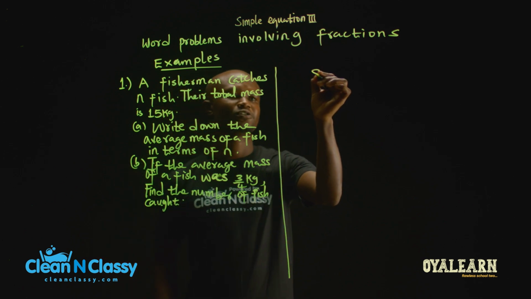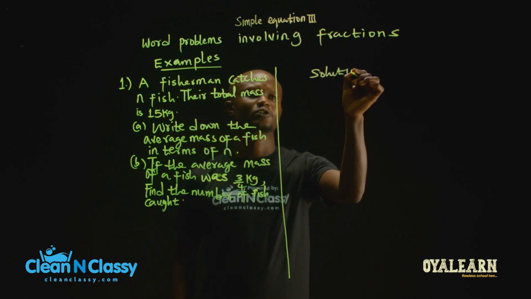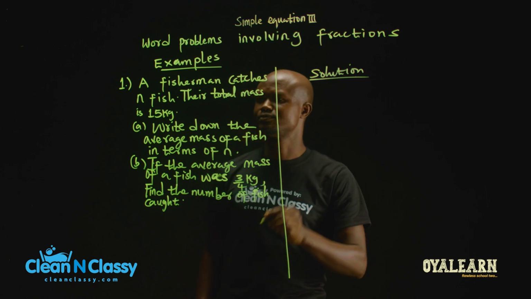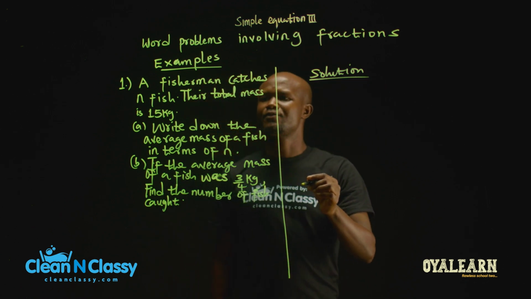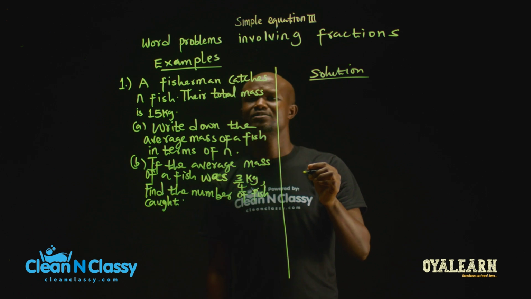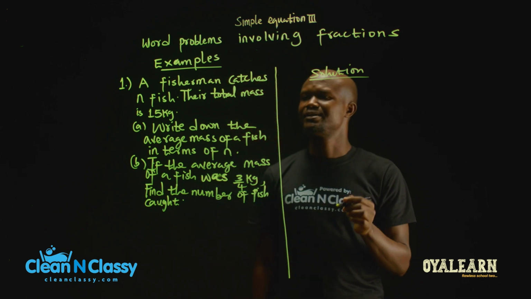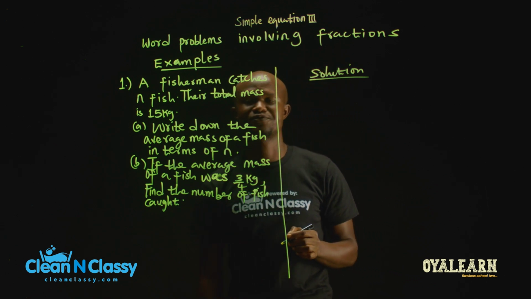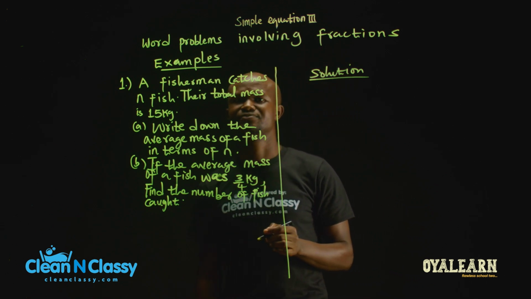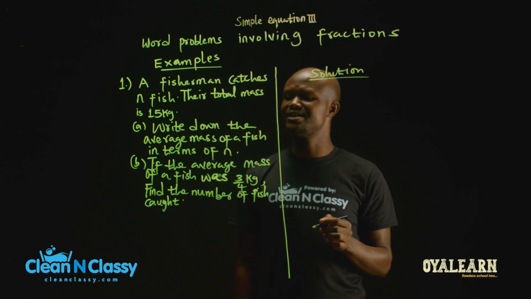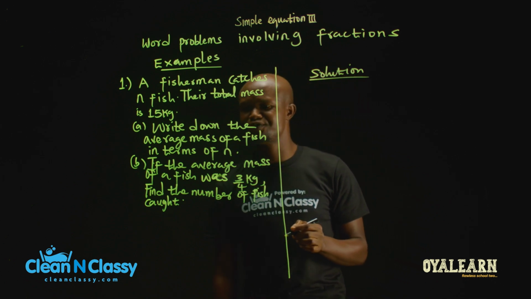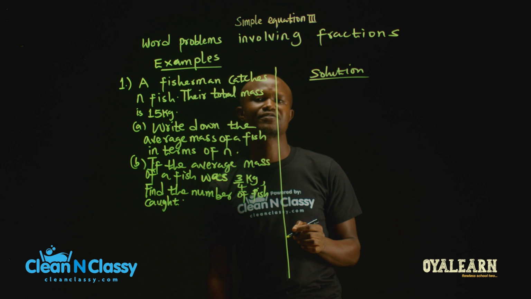Solution. A fisherman catches n fish. Their total mass is what? 15 kg. Write down the average mass of a fish in terms of n.